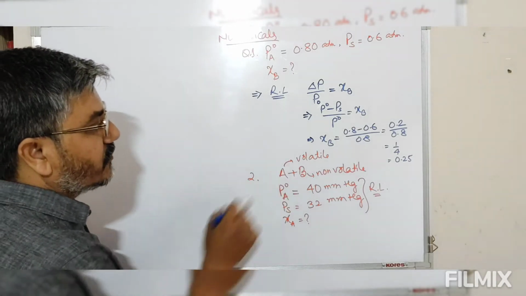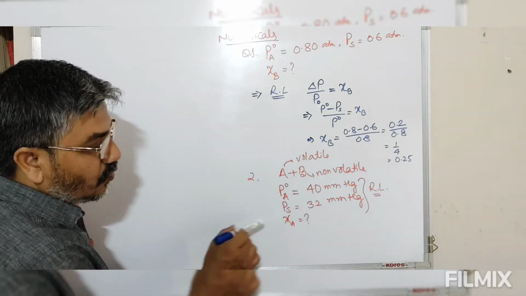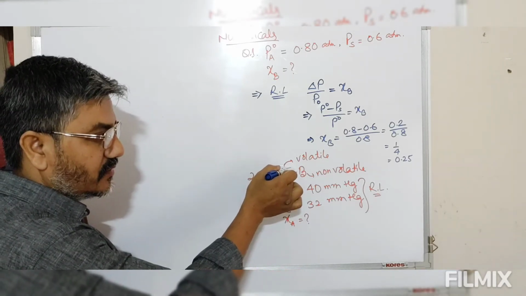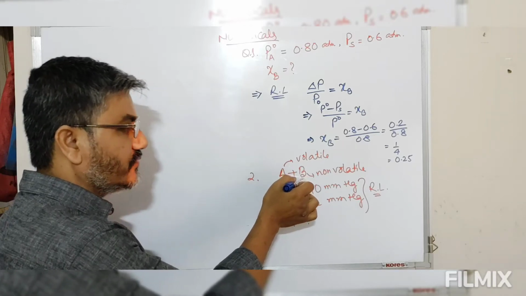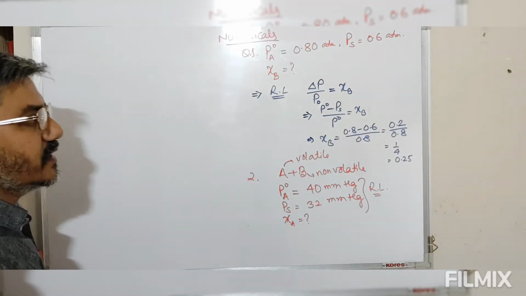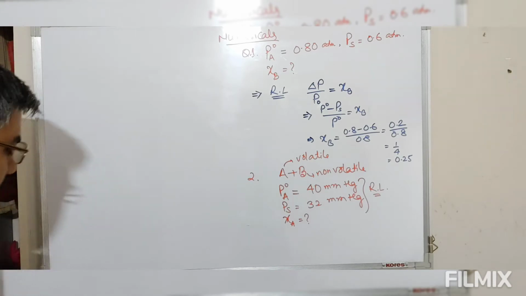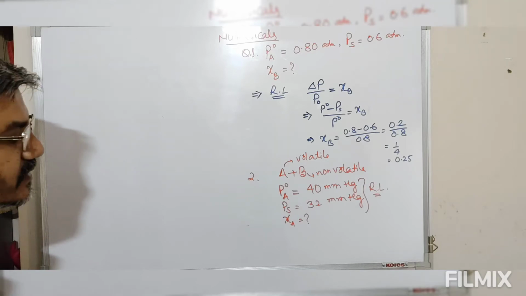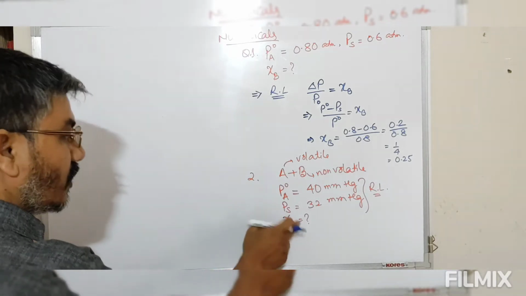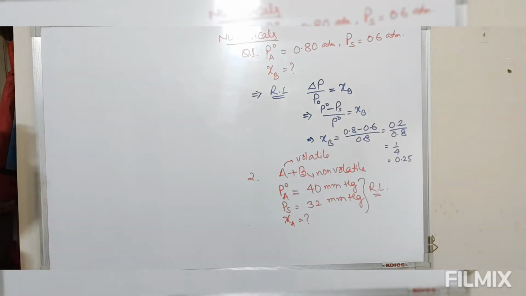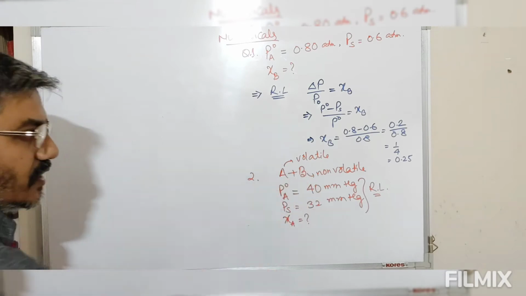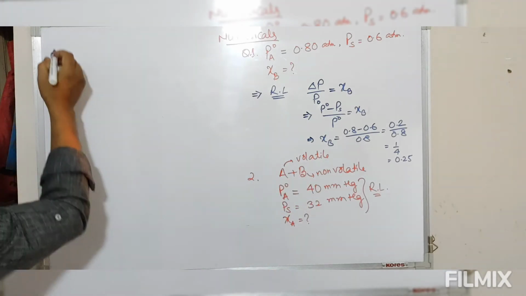A is volatile and B is non-volatile. The question asks for the composition of the volatile solvent. Due to the presence of B, the vapor pressure of the solution is decreased. Instead of finding the mole fraction of B, the non-volatile solute, we are asked to find the mole fraction of the volatile component in the solution. Since the solution follows Raoult's law, we use Raoult's law.